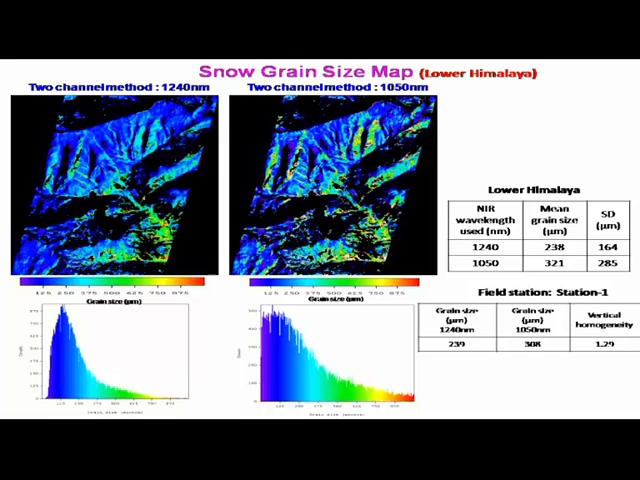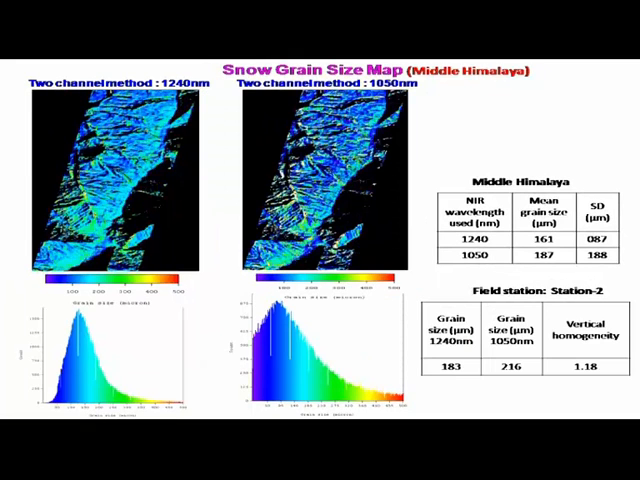So this is again for the middle Himalaya, and here again you will see this vertical homogeneity is 1.18, or in this case 1.29. So if it is very close to 1, that is a more homogeneous snowpack.